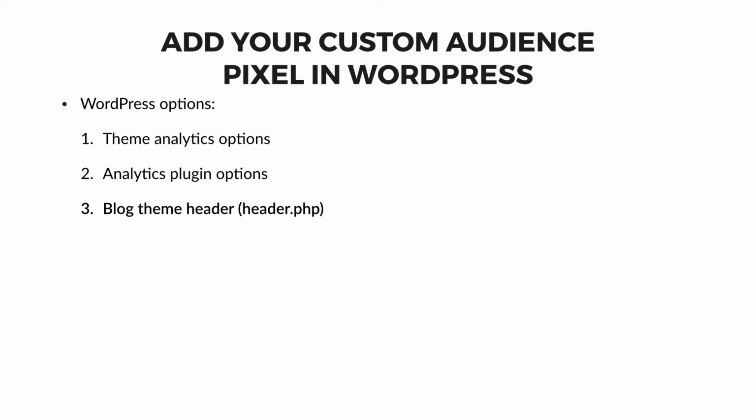For WordPress, you have three typical options for including your custom audience pixel throughout your site. If your theme includes an analytics option, you can paste your code in there. If you've uploaded an analytics plugin, you'll find a form to paste the code into there. If you have neither of these, you may need to include your pixel code in your site's header.php file. This is a little geeky, but if you're doing this yourself, here are the steps to follow.